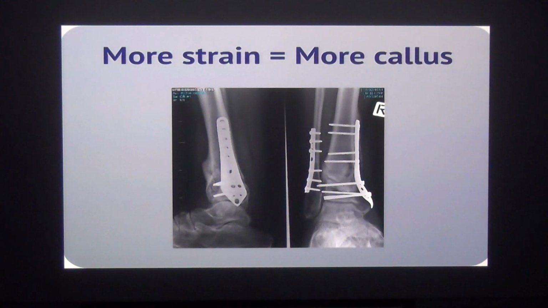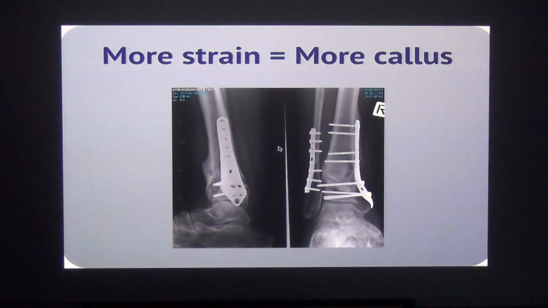Healed or not healed? It is healed, isn't it? Look at that. But how did it heal? With callus. In other words, because it was a non-locking plate, as the guy got going with it, it started moving a bit, didn't it? And therefore you've got strain, and where you get strain, you get callus.